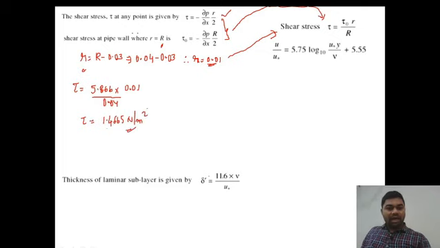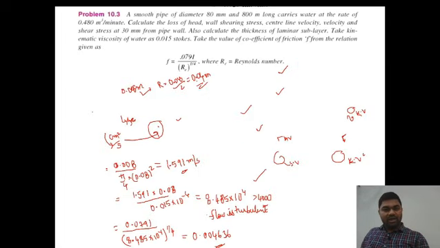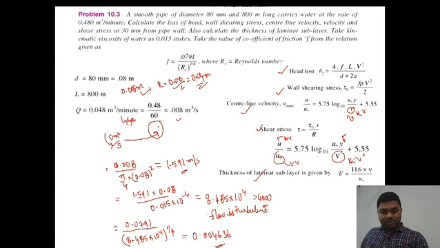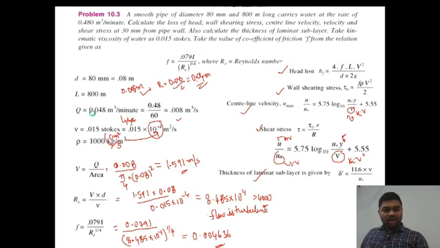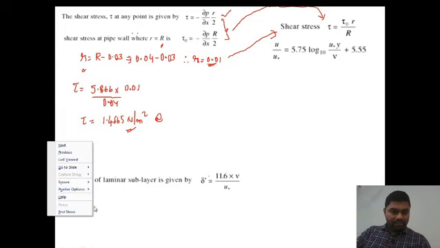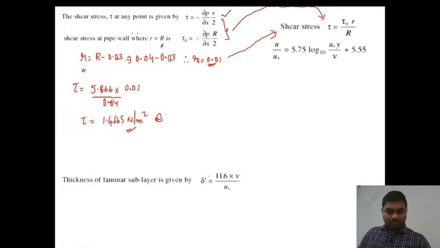This is at 0.01 from the pipe centre, that is, 30 mm from the pipe wall. Where we need to calculate shear stress is at 30 mm from the pipe wall. This is the shear stress at 30 mm from pipe wall.